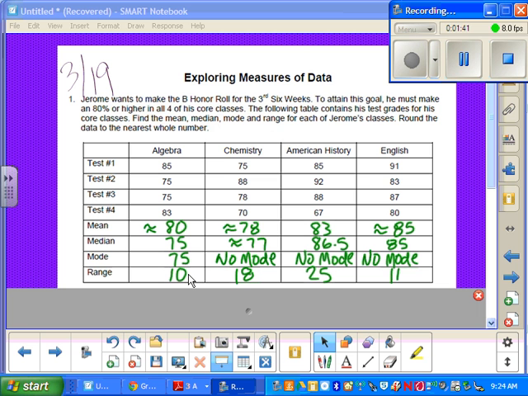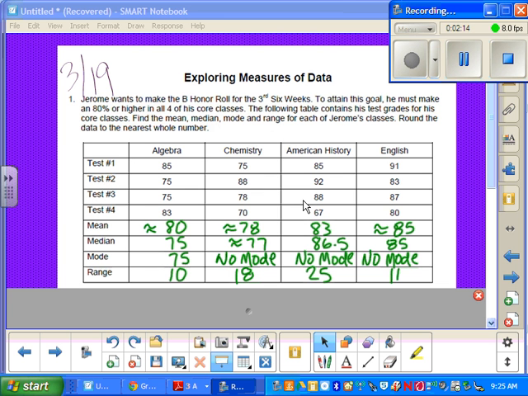For chemistry, he took 4 tests also. We found that the mean, or the average, was about 78. The median was 77 because we took the 2 middle numbers, added them together, and divided by 2 to get about 77. Now notice that this one on chemistry had no mode because, as you can see, no numbers repeated. So you couldn't have one that happened most often. And then the range was 18 for these tests.